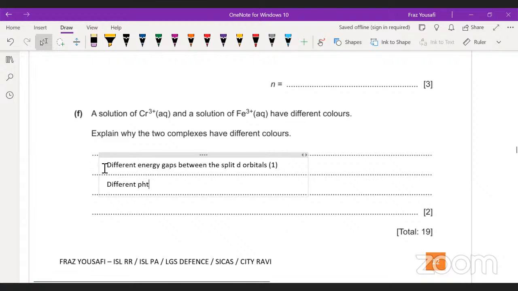photons or wavelengths of visible light absorbed to promote electrons. Thus different colors seen.